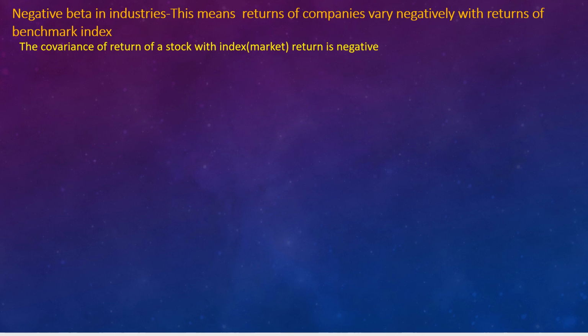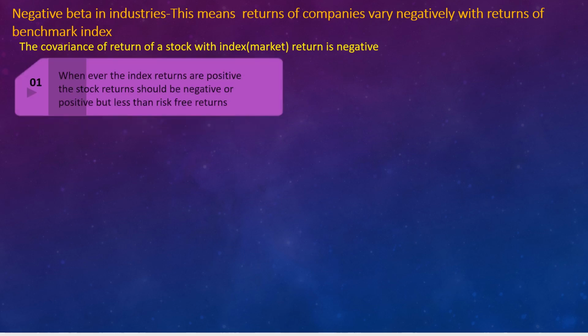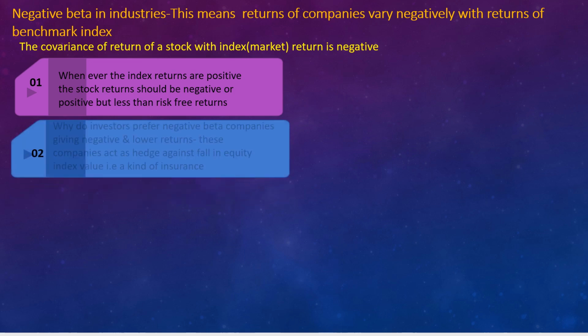Now, what is negative beta in industries? This means returns of companies having vary negatively with the returns of the benchmark index. The covariance of returns of a stock with index return is negative. Whenever the index returns are positive, the stock returns should be negative or positive but less than the risk-free returns.